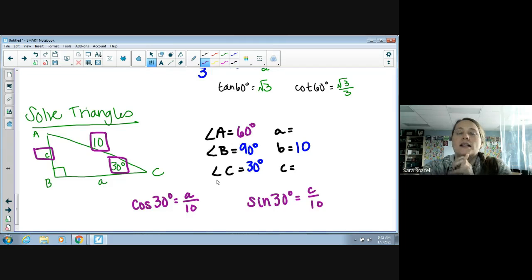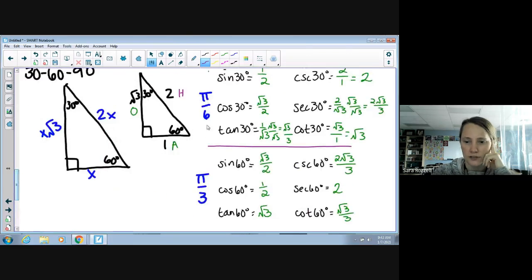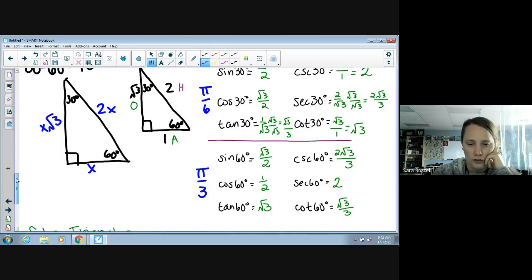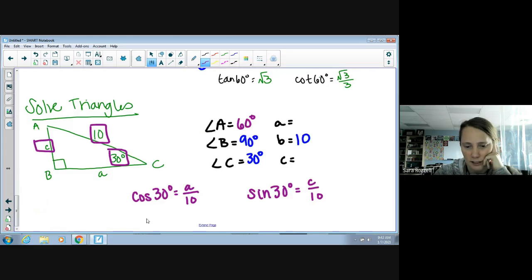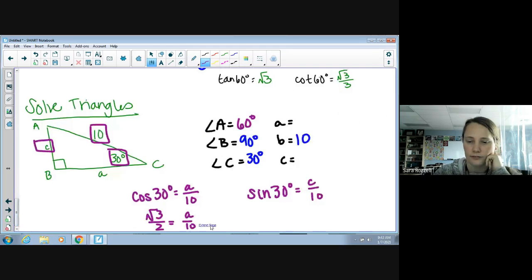Okay? Since 30 degrees is from one of our special right triangles, we can go back up in our notes and see what cosine of 30 is and what sine of 30 is and just replace them. Because that works for any triangle that has 30 degrees in it. It's going to have the same cosine and the same sine. So let's go back up to what we just did. What was cosine of 30? Square root of 3 over 2 for cosine of 30. Okay, and sine of 30 was 1/2.